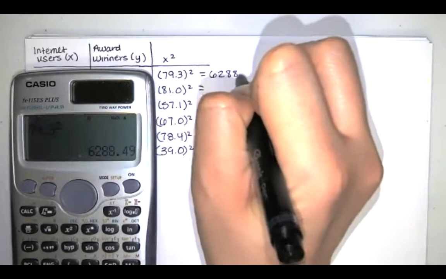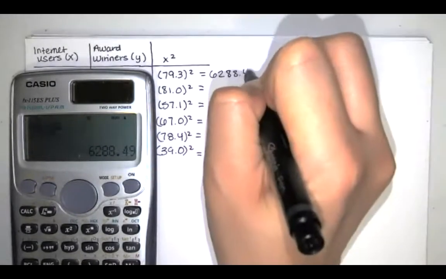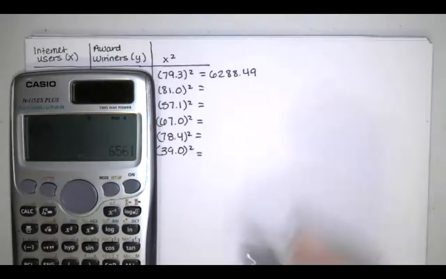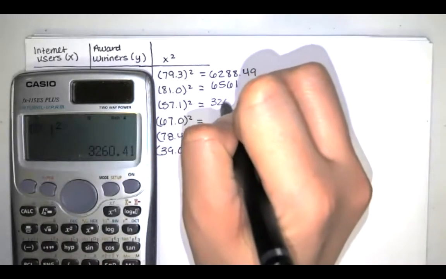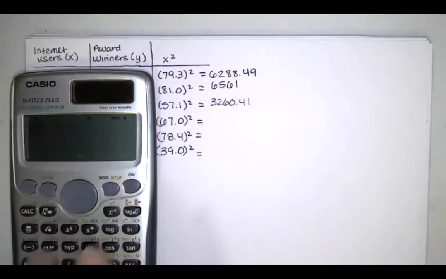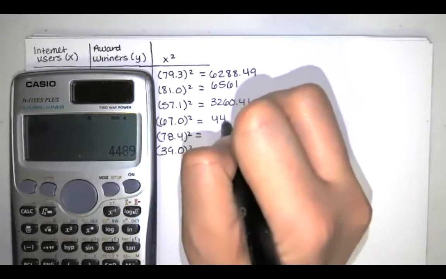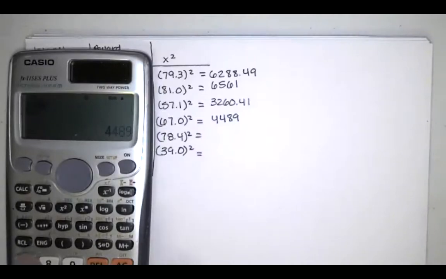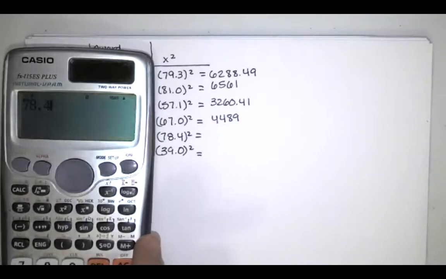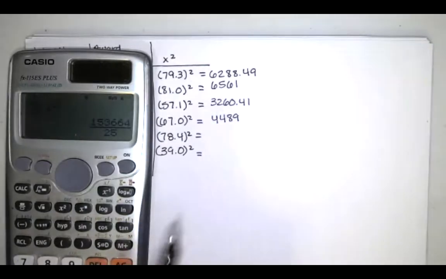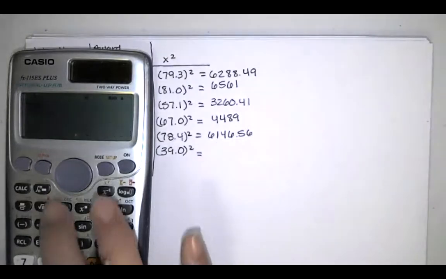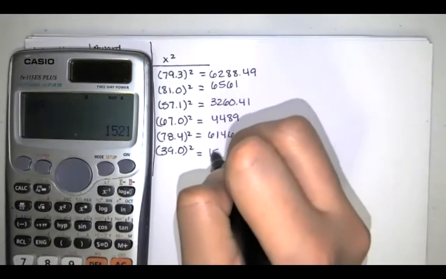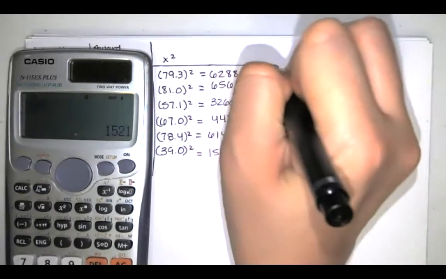Got 6288.49 here, then 81 squared. And you get the idea. We're just going to square each of those numbers. And those are my x's squared.